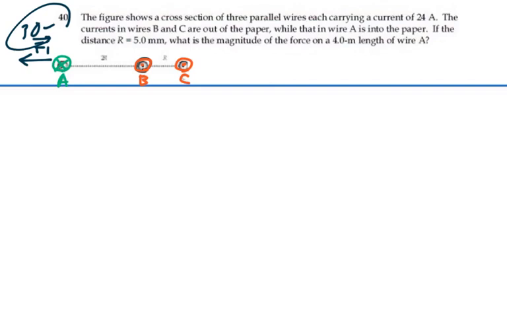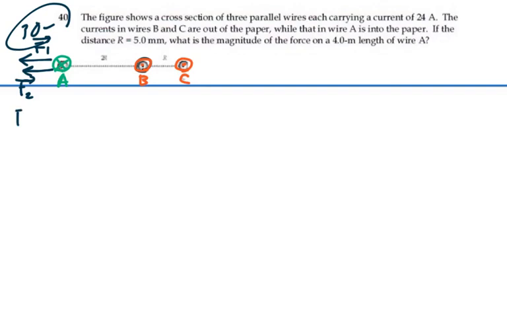And between C and A, there will be another force that's repulsive, equal and opposite between these two wires as well. So we're going to have two forces going to the left in the same direction. If we can figure out the magnitude of these two forces, we will add them together and that'll be our net force in the direction to the left on wire A.